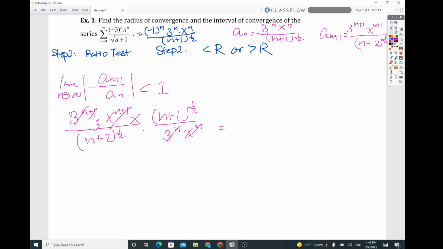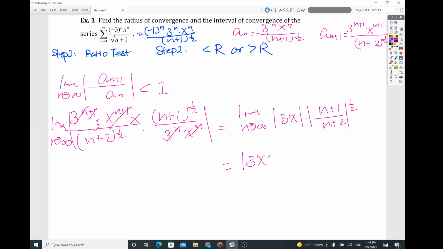So let's just rewrite it. So absolute value with the limit as n approaches infinity. So right now what we found, its limit, n goes to infinity, and we're left with absolute value of 3x times absolute value of n plus 1 over n plus 2 to the power of 1/2. And you may notice that taking the limit for this one, this one is 1 to the power of 1/2, it's going to be 1. So for this one here, we're left with absolute value of 3x, which is less than 1, in order to have a convergent series.